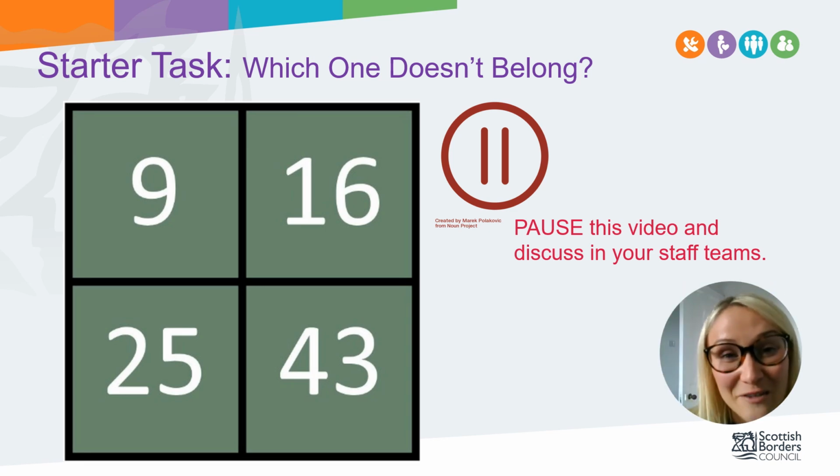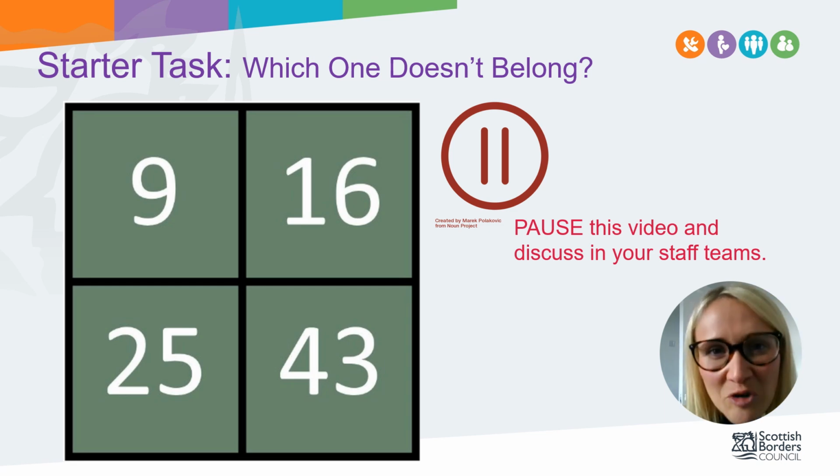Thank you very much for having a go and engaging with the starter task. Hopefully lots of interesting discussion came out of your groups and in your staff teams. Things that you might have come out with are that you maybe think 9 is the odd one out because it is the only single digit and the other 3 numbers are all 2-digit numbers. Something else that might have come out of your discussion is that maybe you thought it was 16 and you were drawn to that first because it's the only even number and the other 3 numbers are all odd numbers.